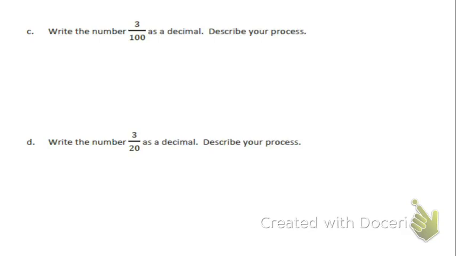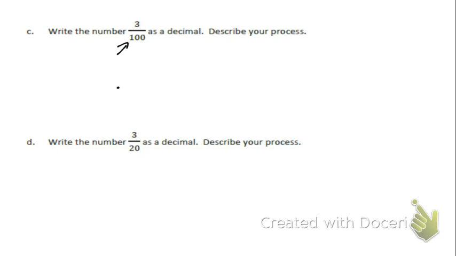Alright, moving on. Now we're going to do the opposite. We're going to be turning these fractions into decimals. Alright, so if I'm turning 3/100 to a decimal, you think of it kind of like when you turn the decimal to a fraction. The denominator is 100, so you need to make it so that your decimal ends in the hundredths place.